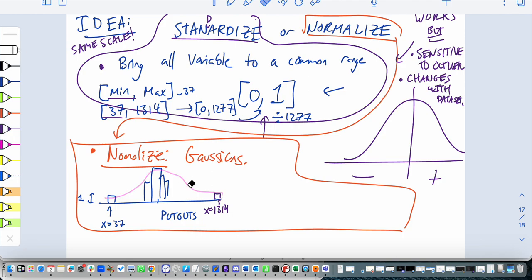Okay, that was terrible. Let's try one more time. Gaussian distribution, smooth up and down. Okay, that's not too bad.